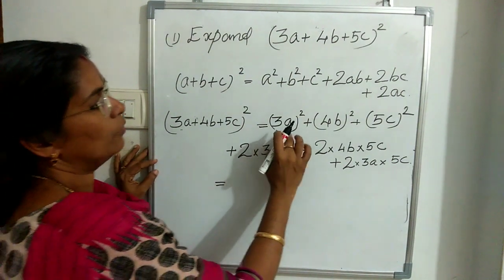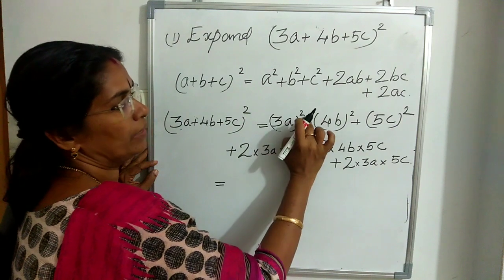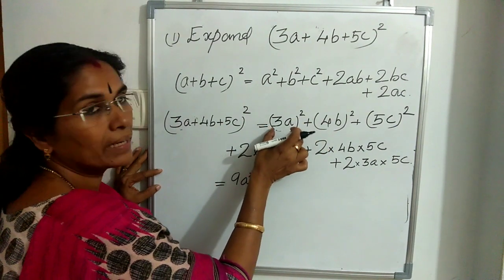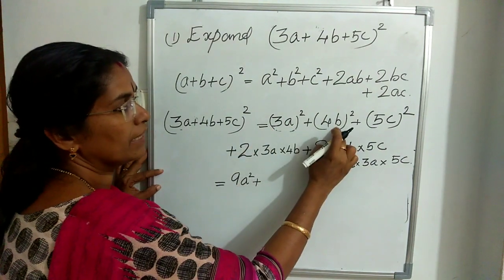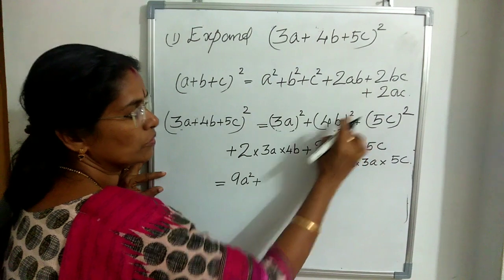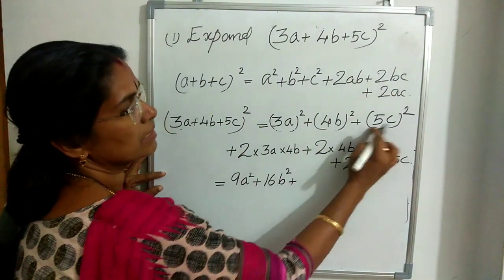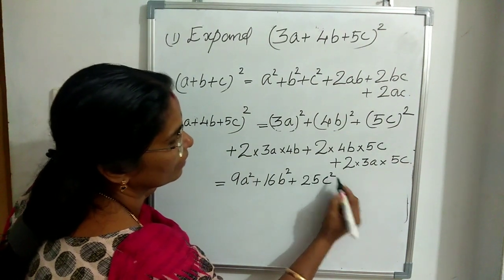After that, expand now. (3A) whole square, so 3 square and A square, that is 9A square. It is very important to put the bracket. So 9A square is the answer. What will be the second term? 4 square is 16B square. Next, (5C) whole square is 25C square.